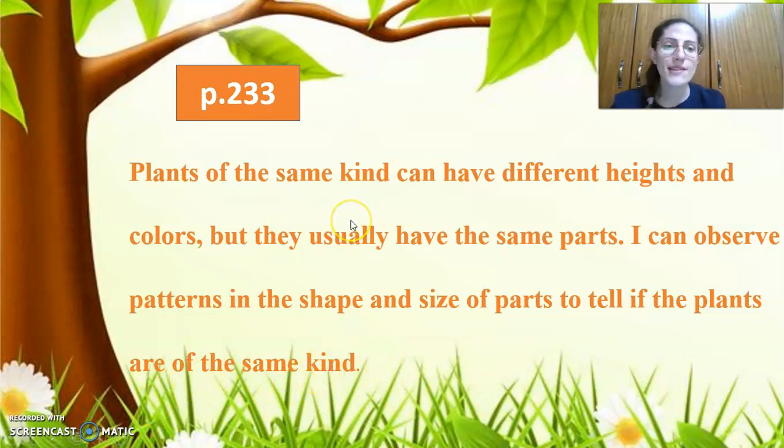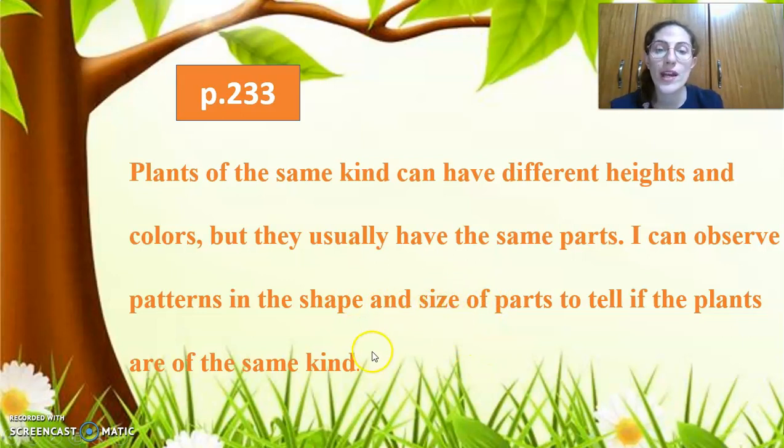We said that the plants of the same kind can have different heights, colors, okay, which are traits that they get from their parents, but they usually have the same parts. So the young plant and the parent plant share the same parts, but they have different sizes, different colors, and different heights. So we, as little scientists and little engineers, can observe the patterns and the shape of the two plants. So if they have the same shape of the flower, the same shape of the stem, the same shape of the leaves, but different sizes, okay?